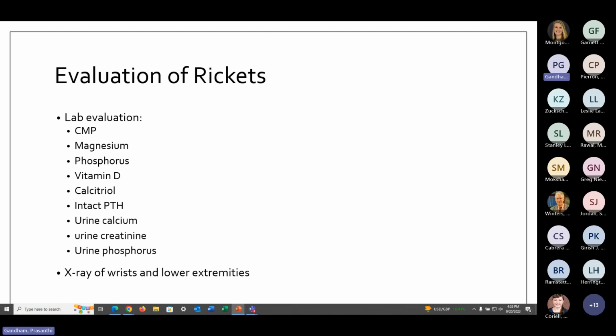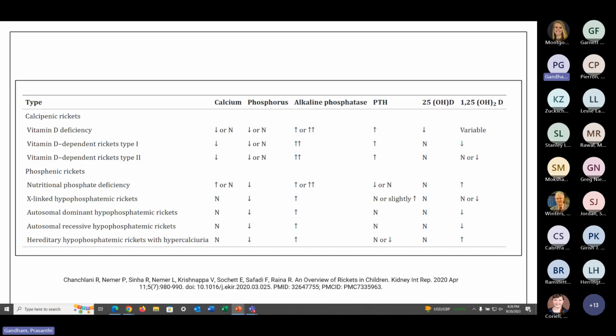It's always important to remember that nutritional rickets and other calcipenic forms of rickets must be ruled out before you can really have a high degree of suspicion for hypophosphatemic rickets. The main reason is that all the different forms of rickets, whether calcipenic or phosphopenic, typically present initially with low phosphorus levels.